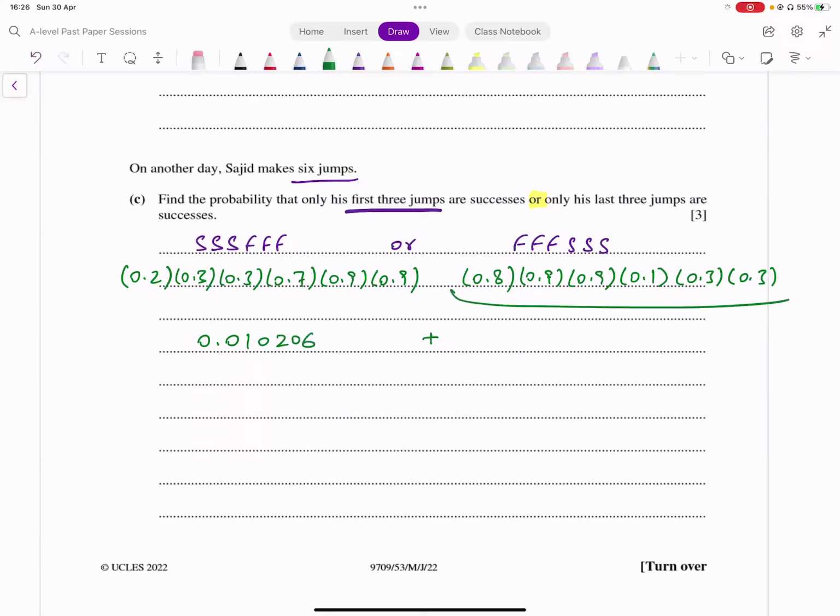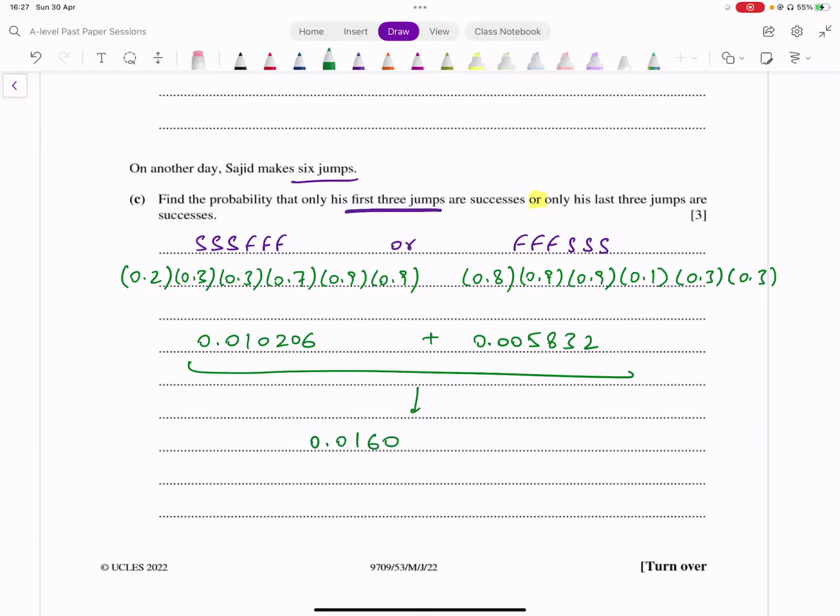Okay, what about the second one? Evaluate this: 0.8 into 0.9 into 0.9 into 0.1 into 0.3 into 0.3, and that gives us 0.00582. Okay, you just add these two numbers, add both and see what you get. That's going to give you the total probability, and that turns out to be 0.016038, and that's your final answer.